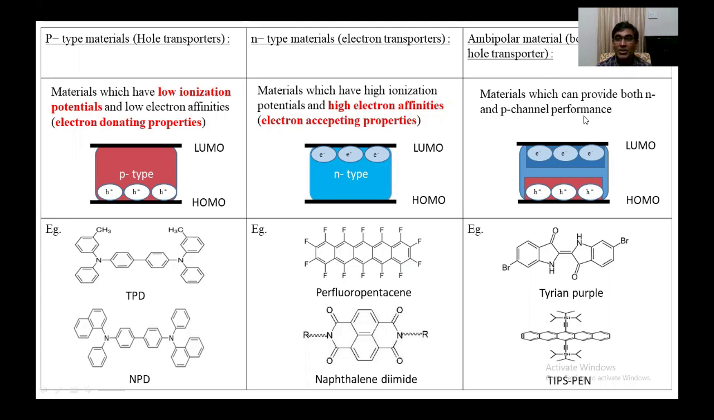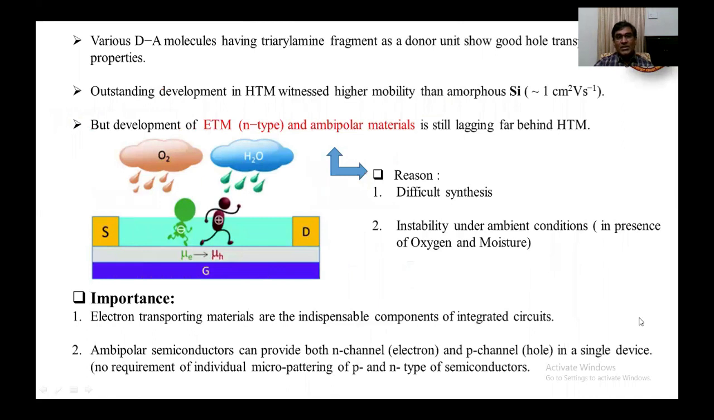Now, various donor-acceptor molecules having a triarylamine fragment as a donor unit show good hole transporting properties. I'll tell you about this: triphenylamine is a very good p-type hole transporter material, and an emitter also used in optoelectronic devices.